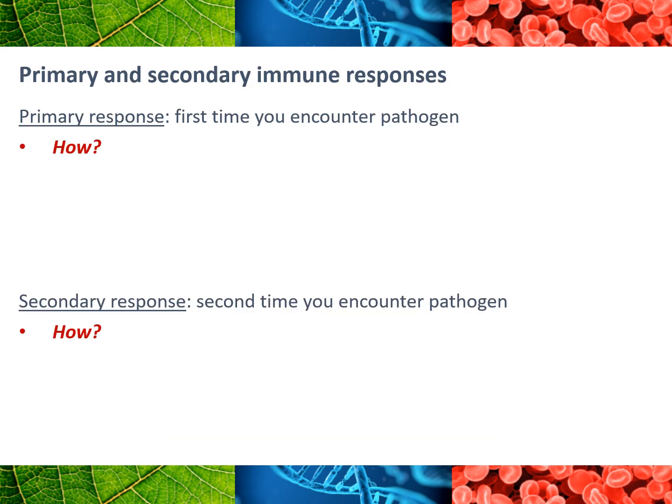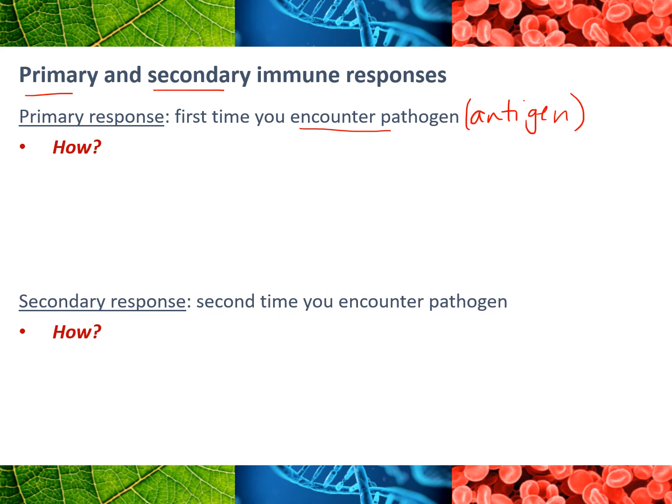The final thing to talk about here is what we call our primary and secondary immune responses. The primary response happens the first time you encounter a specific pathogen. I want you to think for a second how you might encounter a pathogen, or what we really should be saying is encountering an antigen, which usually is found on the surface of a pathogen.